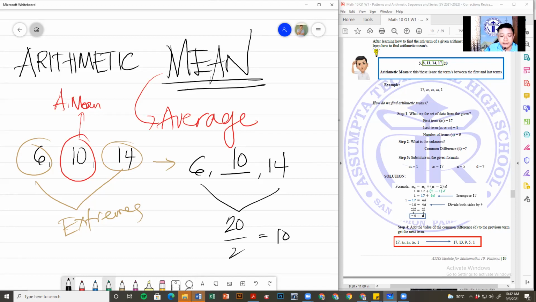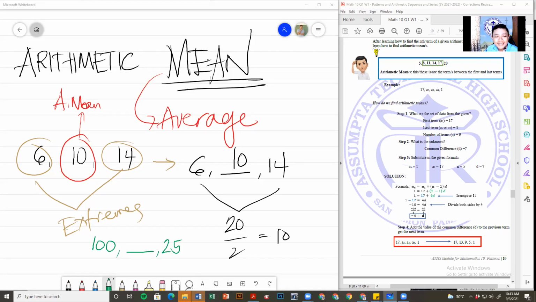Try it for yourself. If we have 100 and 25, what is our arithmetic mean? Type it in the chat box. What's our arithmetic mean? Yeah, keep your answers coming.